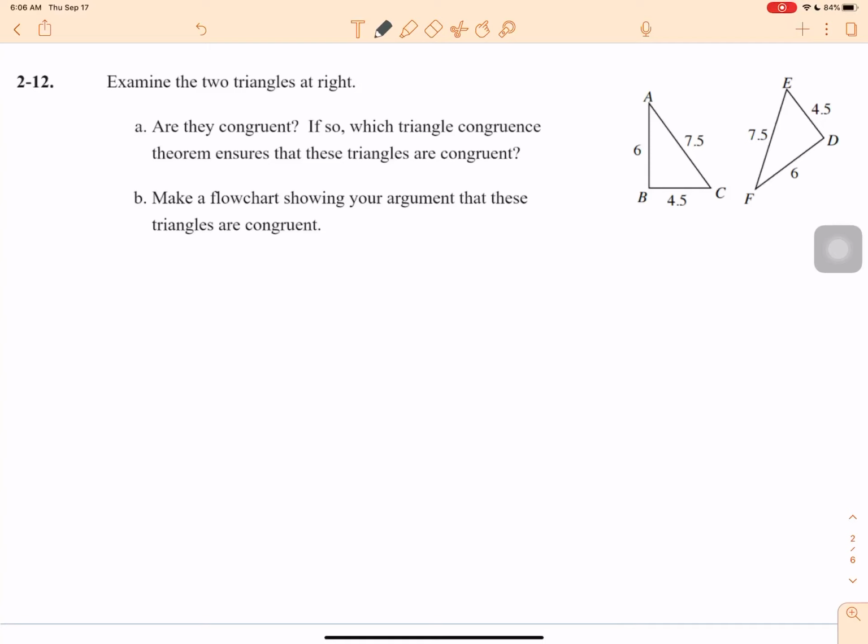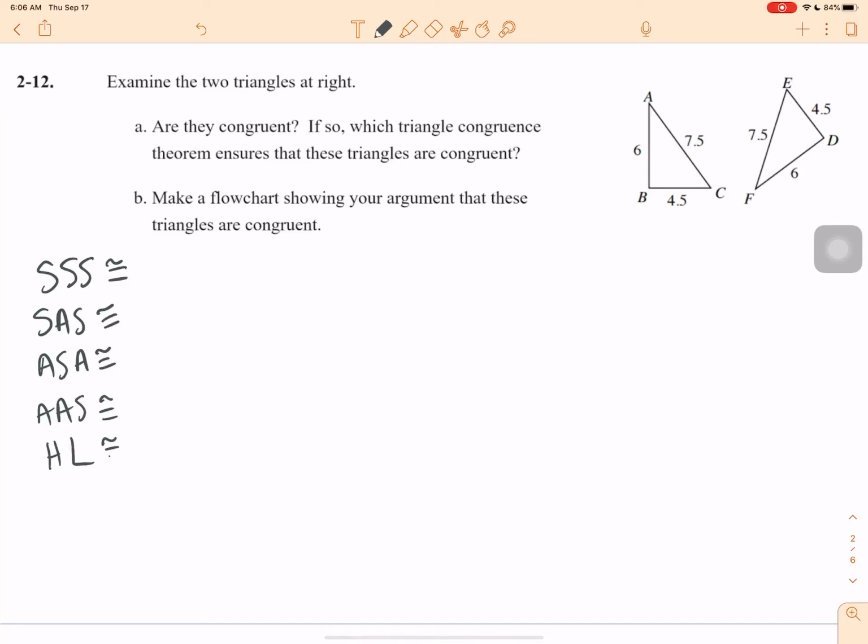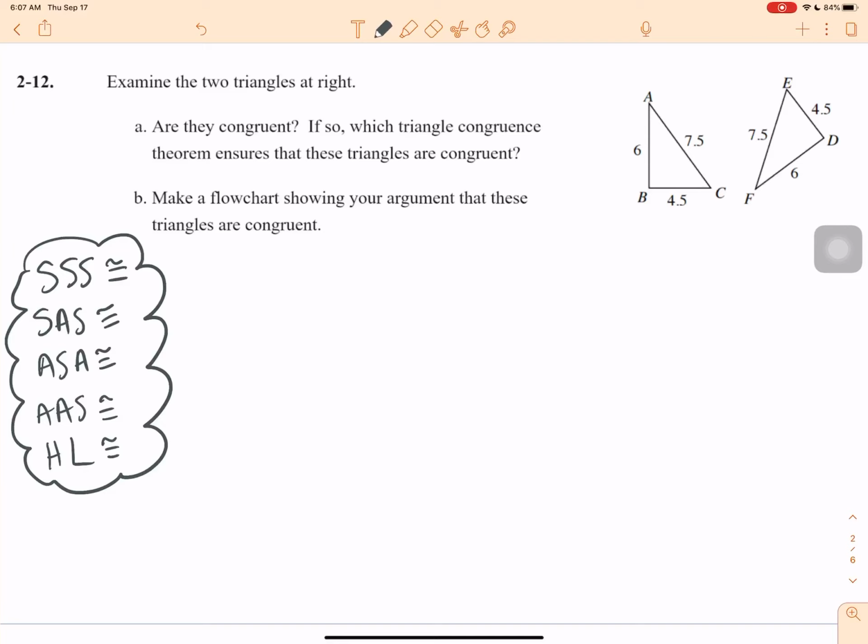So the 5 triangle congruence theorems, we have side, side, side congruency, side, angle, side congruency, angle, side, angle congruency, angle, angle, side congruency, or if it's a right triangle and we have the hypotenuse is congruent and corresponding legs congruent, we can use HL, okay? So these 5 are what we're going to use to help us prove two triangles congruent.